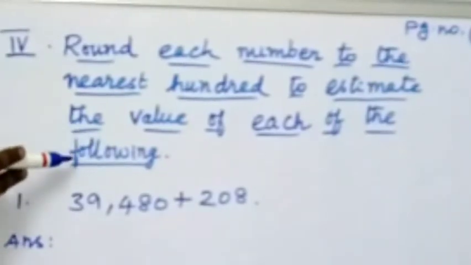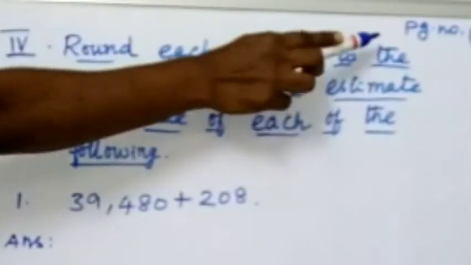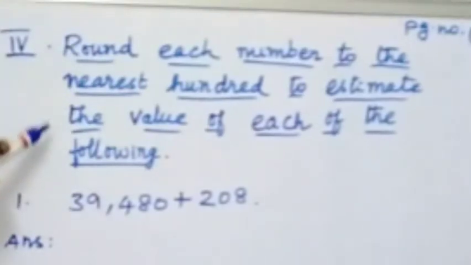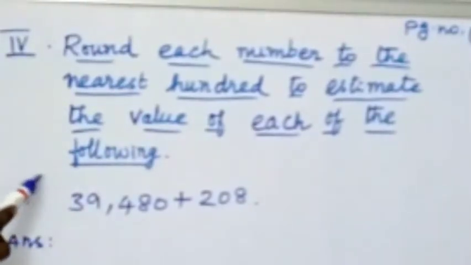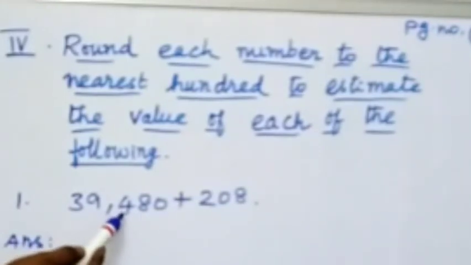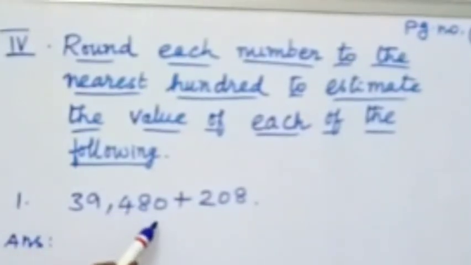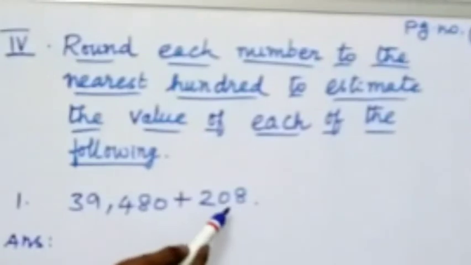Round each number to the nearest 100 to estimate the value of each of the following. If you are writing on the next page, you have to write the page number also. Every page you have to write the page number. Then after writing the heading, leave one line and write number 1.